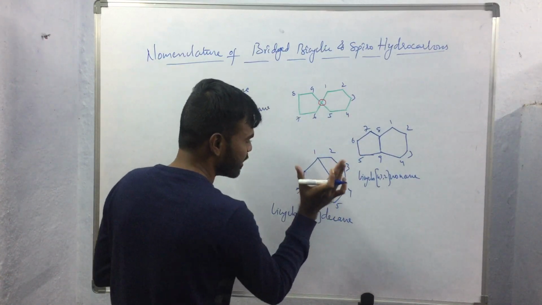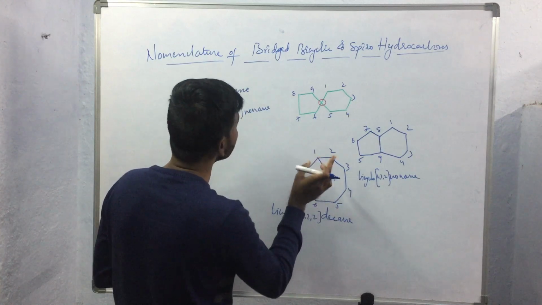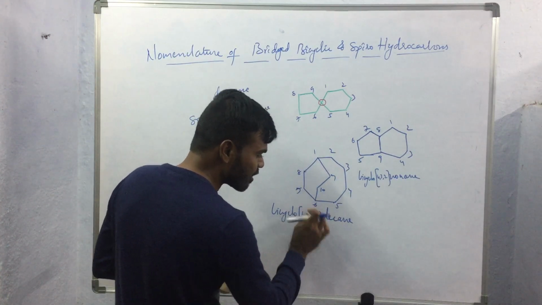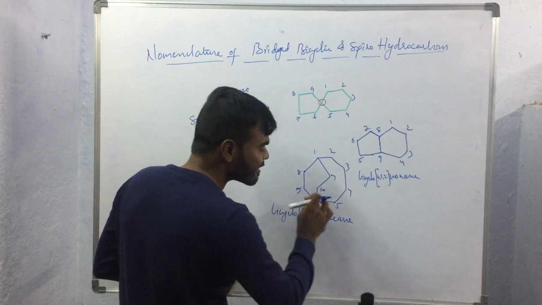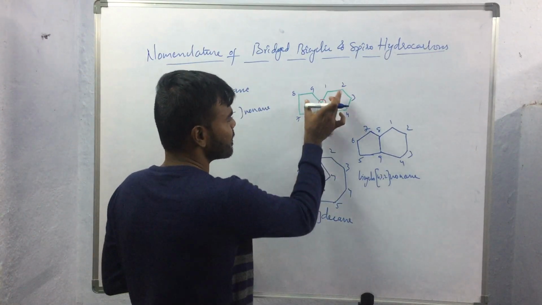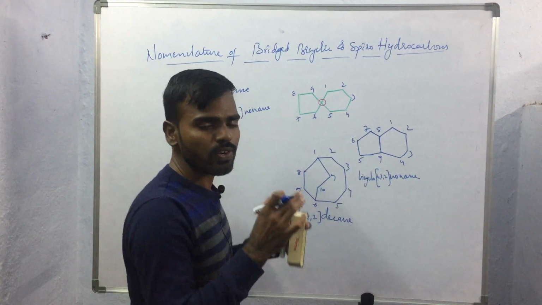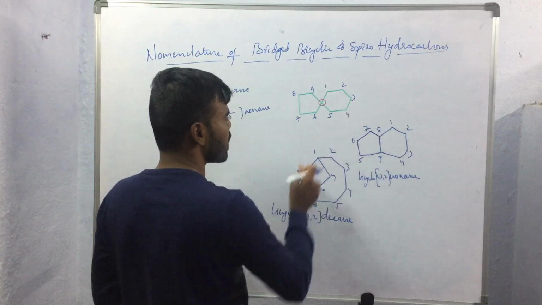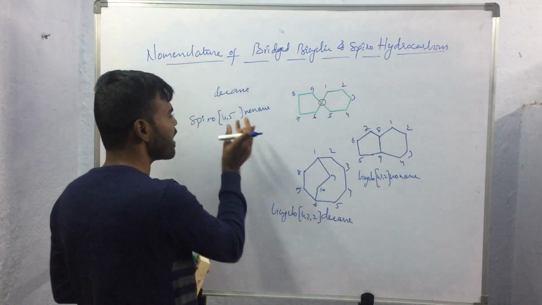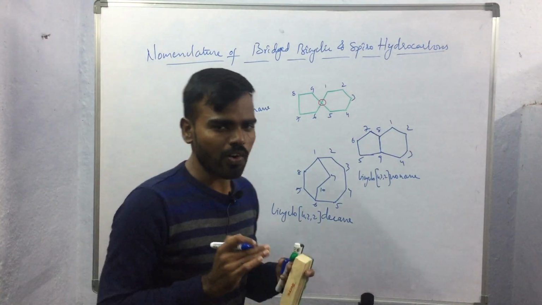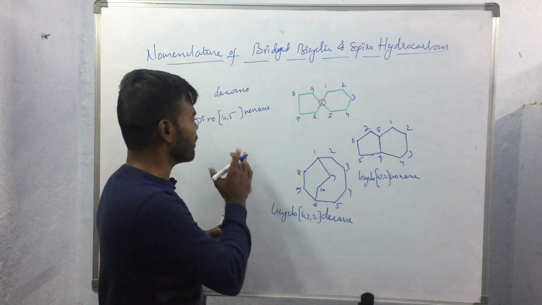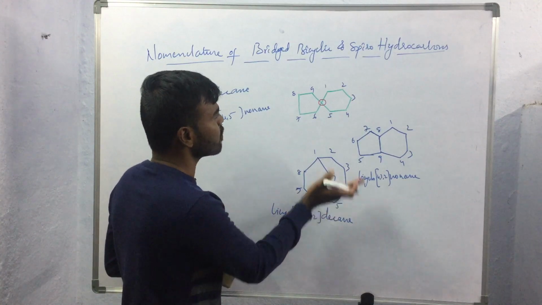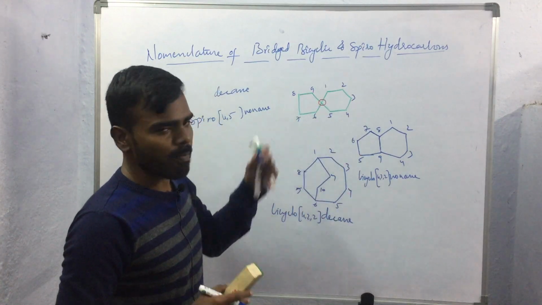And here in bridged bicyclic compounds, we are arranging the total number of atoms present in each path in descending order, whereas in spirocyclic compounds or spiro-fused compounds, we will count the total number of atoms present in each path and those numbers will be arranged in ascending order. These two are the differences we observe while naming these bridged bicyclic compounds and spiro-fused compounds.